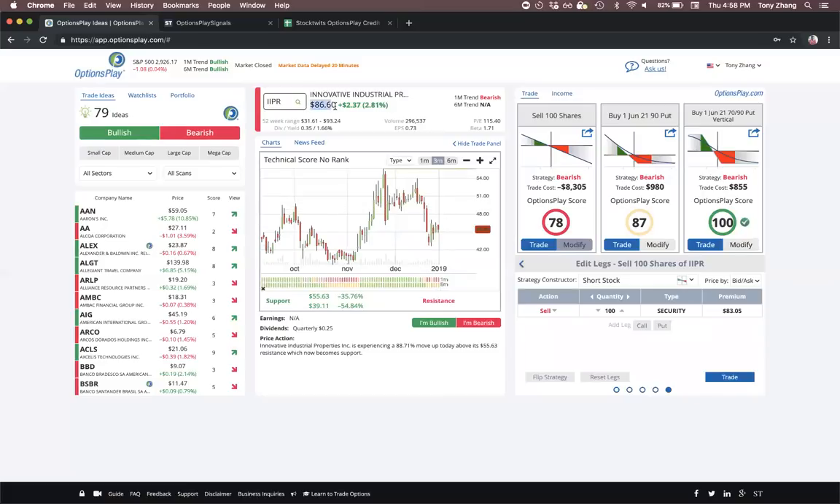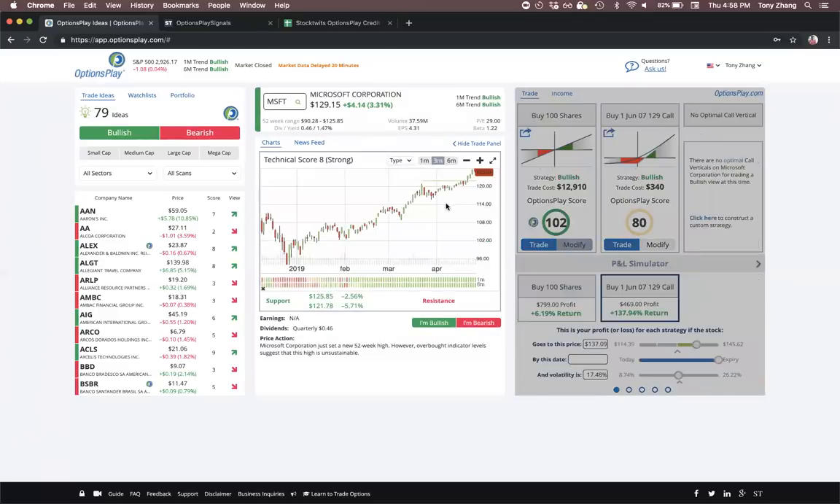So this is an $86 stock. We'll come back to this stock in a little bit. Let's look at Microsoft real quick.